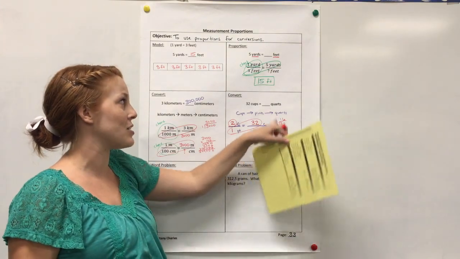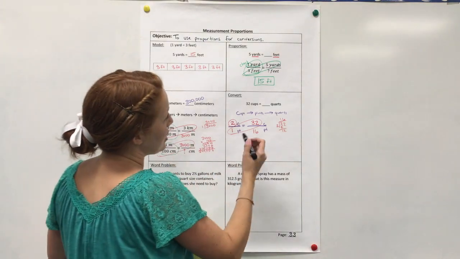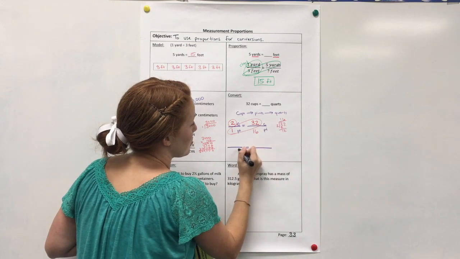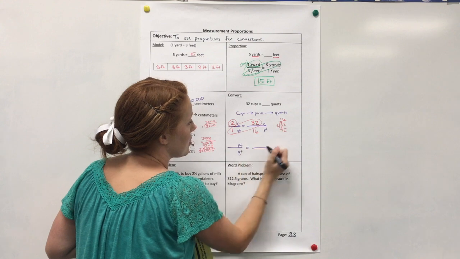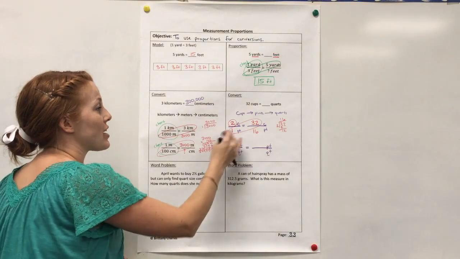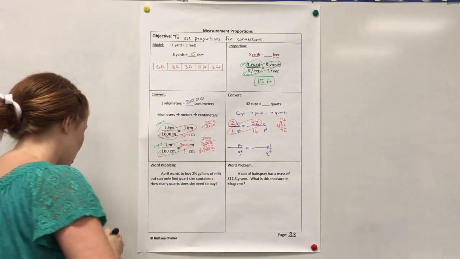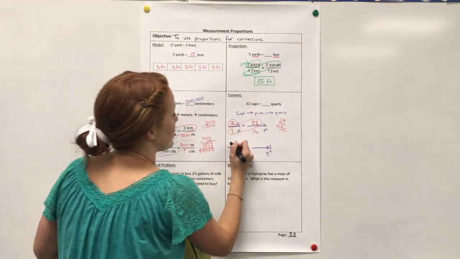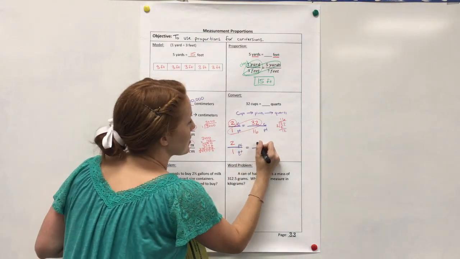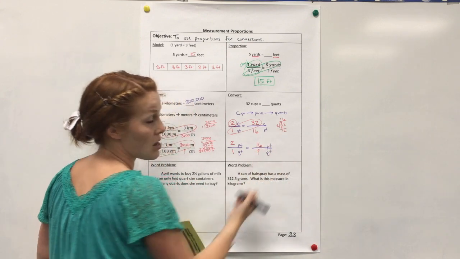I'm not done because I still need to find the quarts. So now I'm going to make my second proportion. Now I'm going from pints to quarts. So pints, quart, pints, quart. And again, the first side I'm going to just pull directly off my chart. It says that 2 pints are in a quart. 2 pints are in every quart. And how many pints do I have? Well, I just found that right there. I have 16 pints.